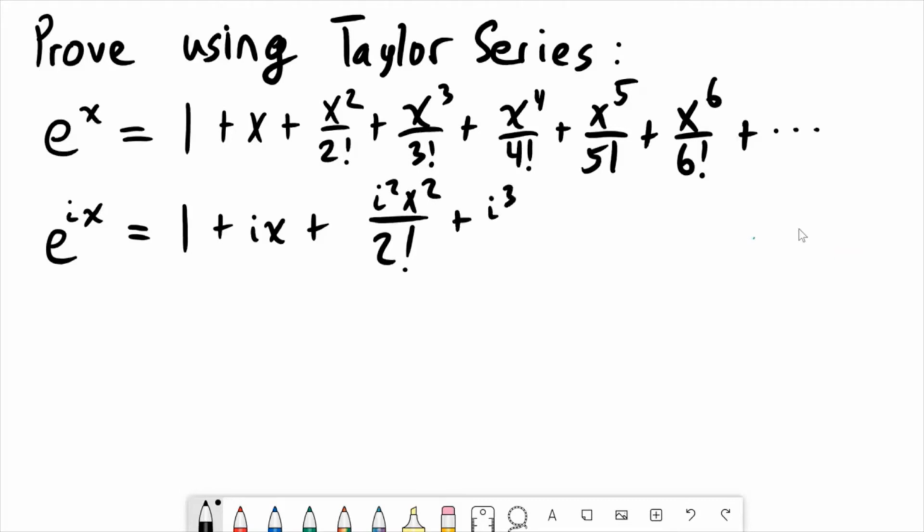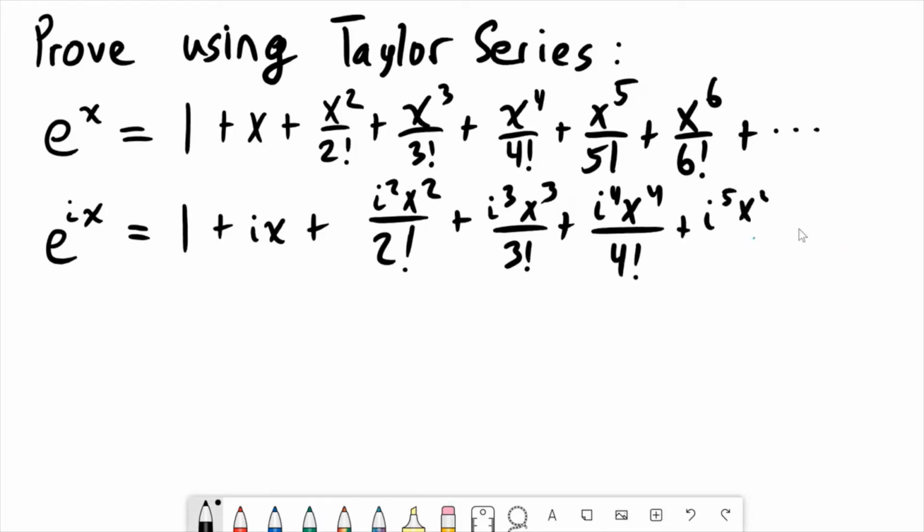plus i cubed x cubed divided by 3 factorial, plus i to the 4th times x to the 4th, plus i to the 5th x to the 5th divided by 5 factorial, and i to the 6th x to the 6th divided by 6 factorial, and this goes on forever, right? So i to the 7th times x to the 7th divided by 7 factorial, and then the 8th one and the 9th one and the 10th one. But I'm just going to write this much because if I continued on forever, it would take too long.